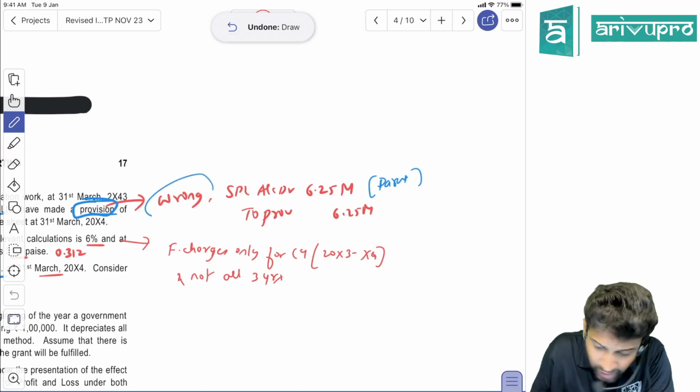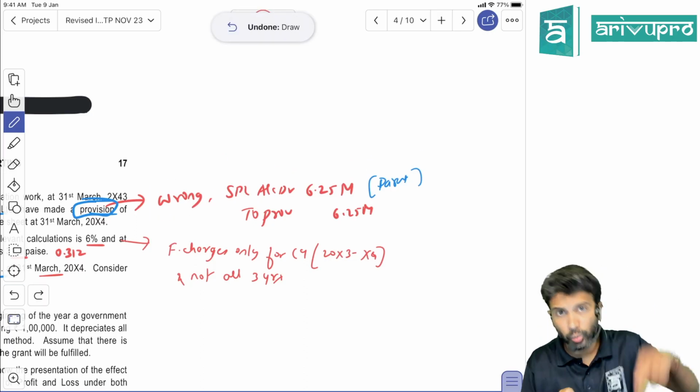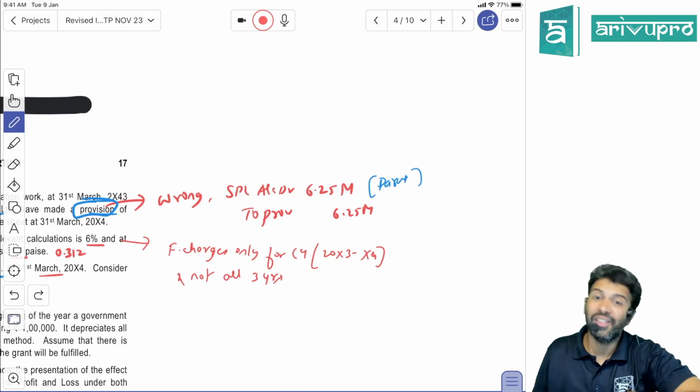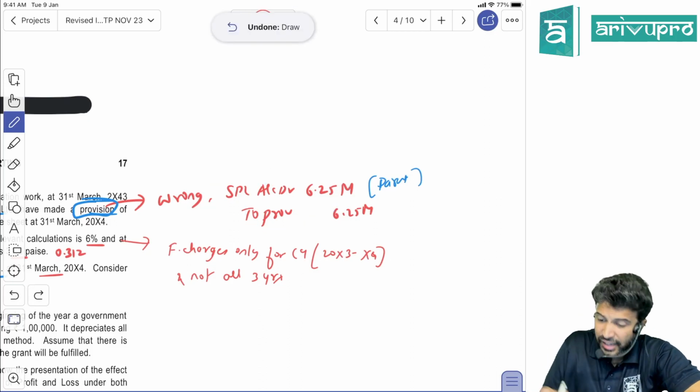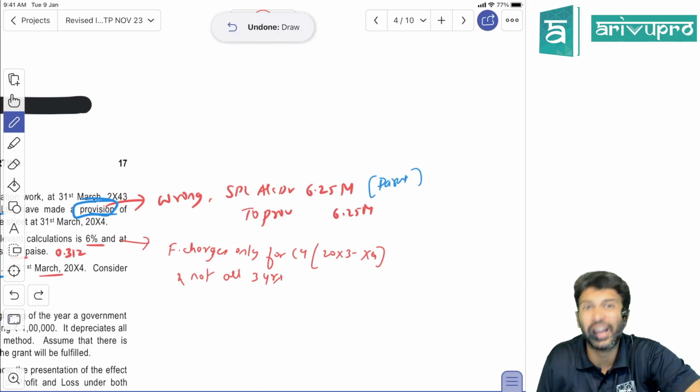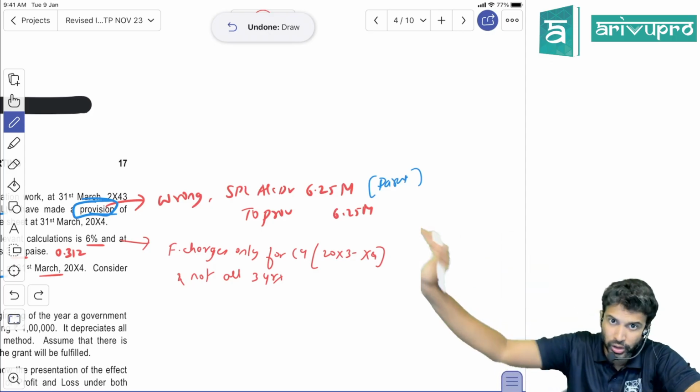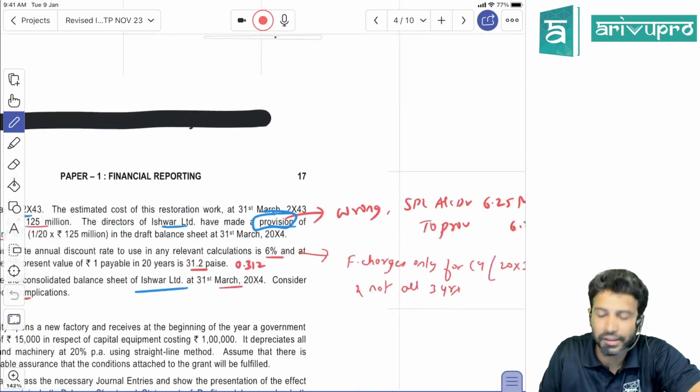Is this correct? No, it is wrong. So what do we have to do? Whatever they have made, we need to reverse. We have to reverse because we will not transfer this provision to SPL. We will have to capitalize. With the entry I've shown in the working note, but just saying, the treatment they have given is wrong.